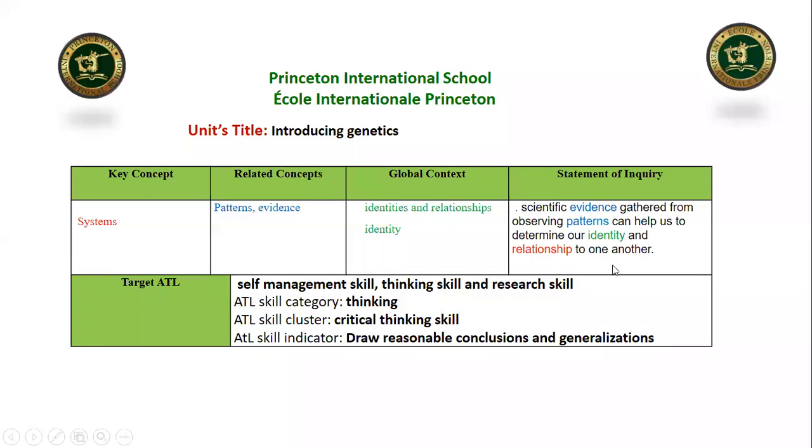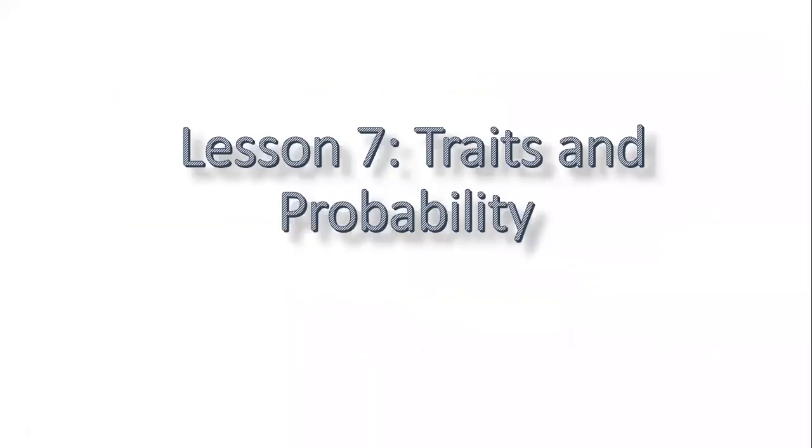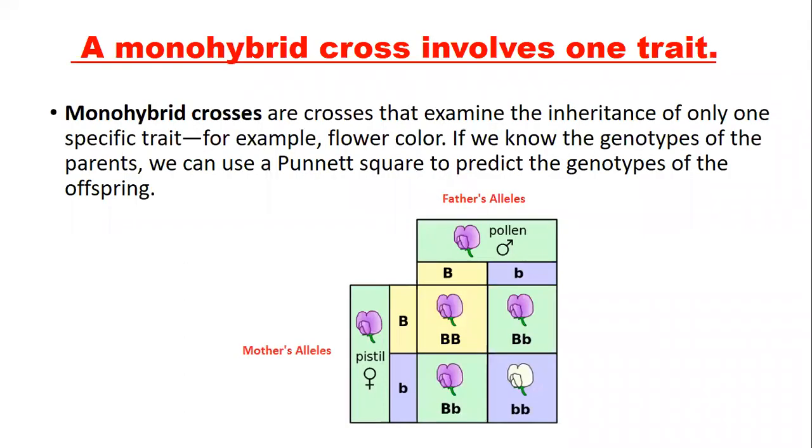Hello, my students. Let's continue our lesson about traits and probability. As we said before, the Punnett square, we use it in order to determine the possible genotypes of a certain cross. If we were examining the inheritance of only one specific trait, we call it a monohybrid cross.